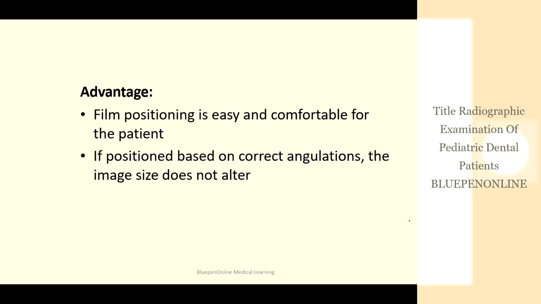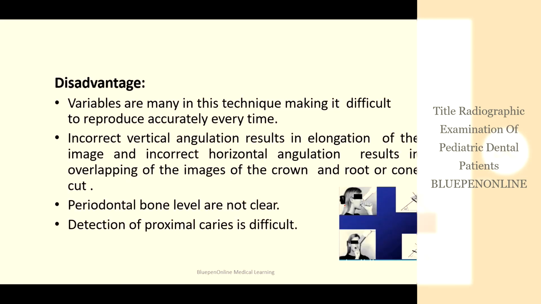So what is the advantage? Film position is easy and comfortable for the patient, and if positioned based on correct angulation, the image size does not alter. But disadvantages include that variables are many in this technique, making it difficult to reproduce accurately every time. Incorrect vertical angulation results in elongation of the image, and incorrect horizontal angulation results in overlapping of the images, or cone cut. Periodontal bone levels are not clear. Detection of proximal caries is difficult.